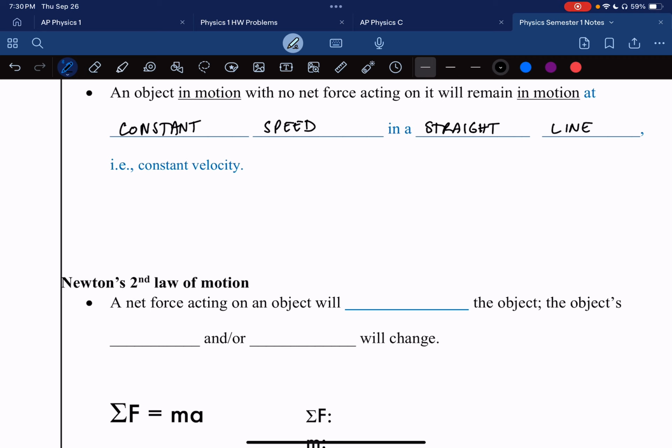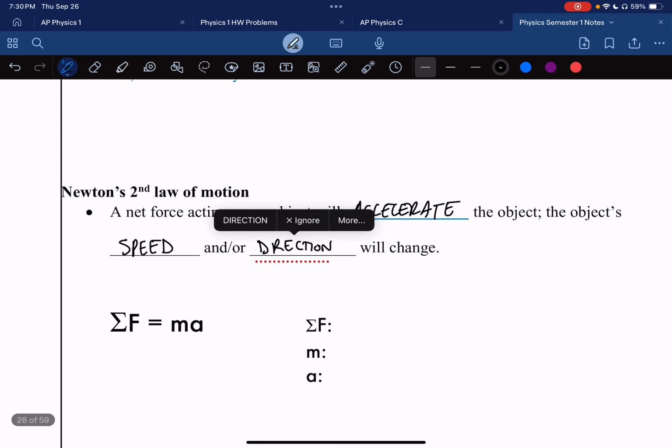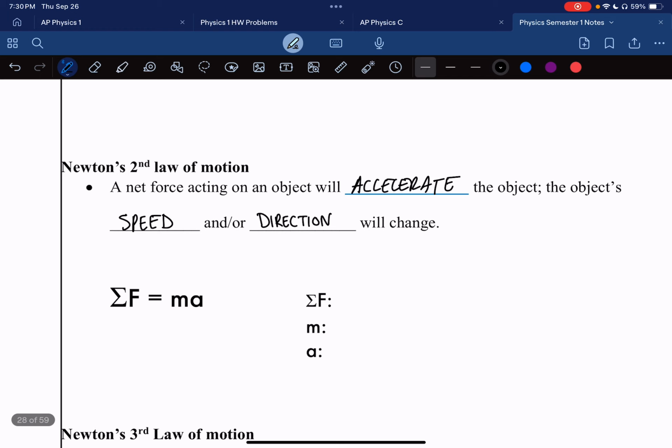Newton's second law: a net force acting on an object will cause an acceleration of the object. That means the object's speed and/or direction will change. And so Newton's second law is really about this equation here. The sum of all forces on an object equals the mass of the object times the acceleration of the object.